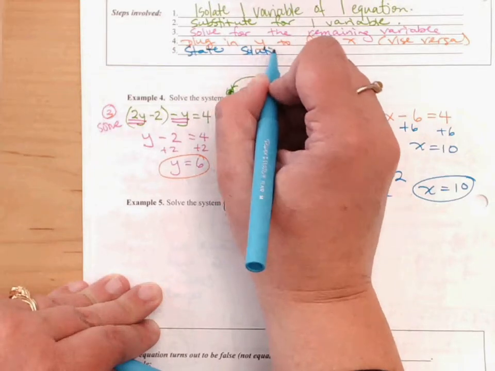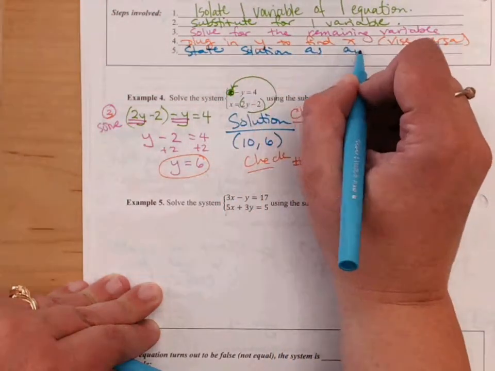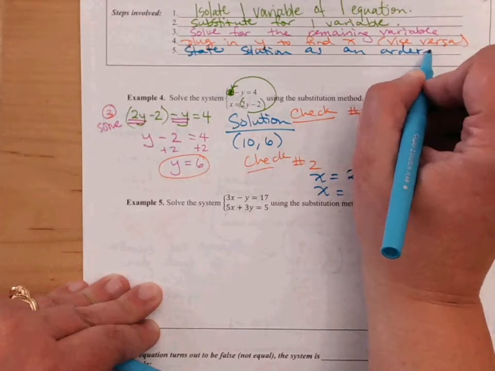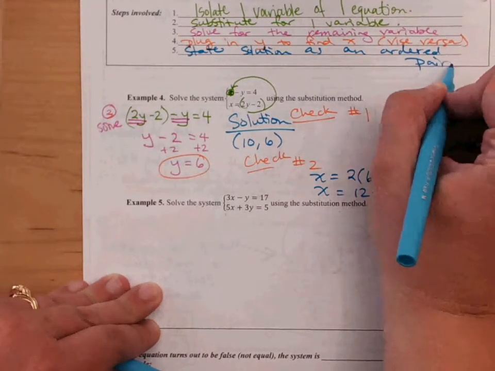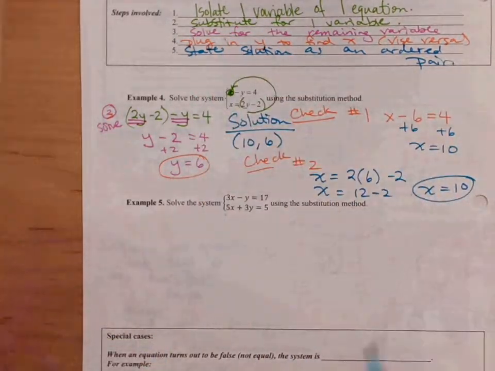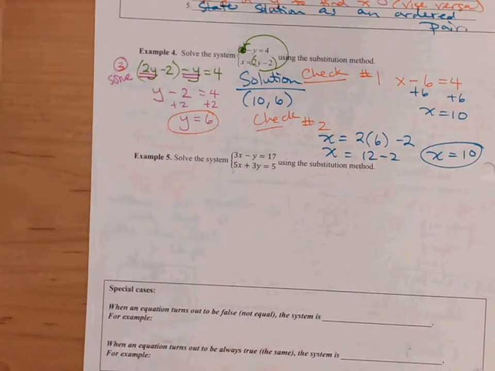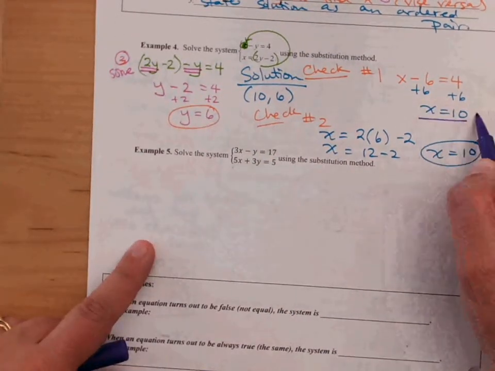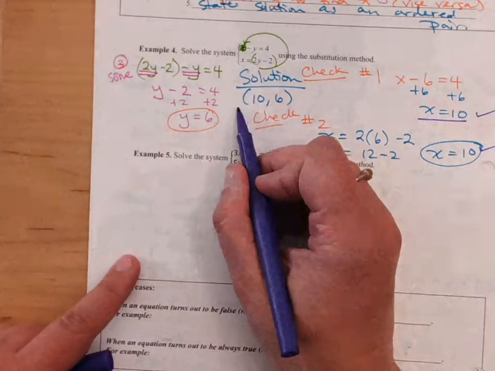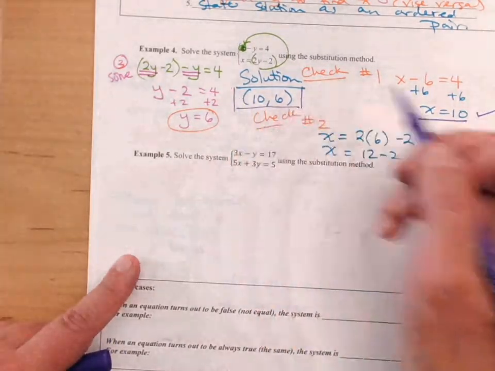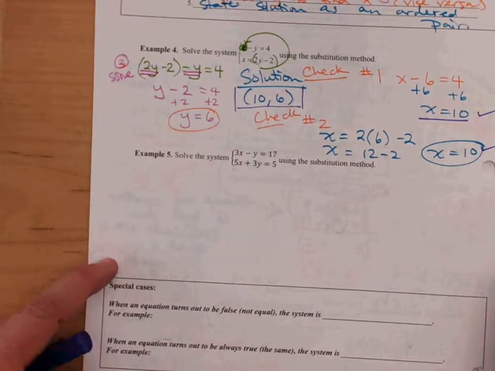We'll state the solution as an ordered pair. My steps are going to be very similar to the ones on the PowerPoint, but might be slightly different. So that's done. We have check 1, we got 10 in both, so that checked out, so we can feel pretty confident that this is our solution here as an ordered pair.